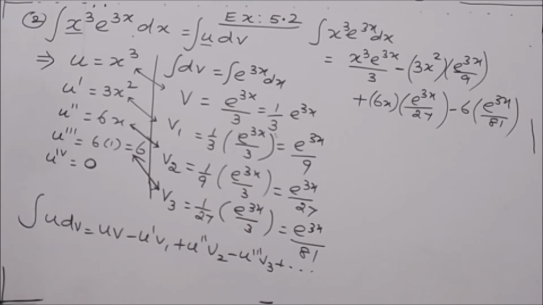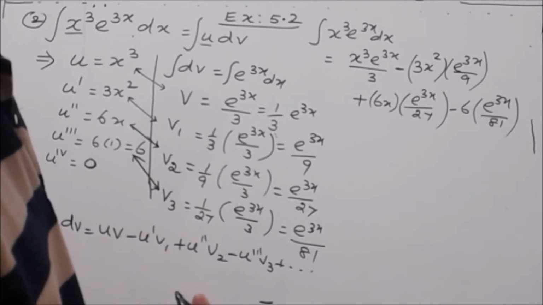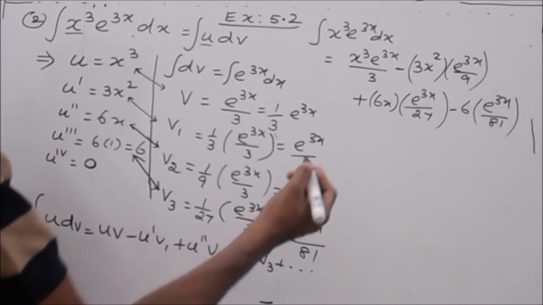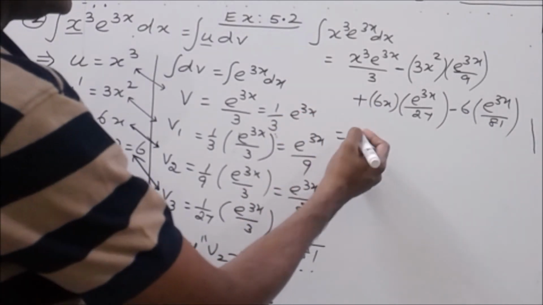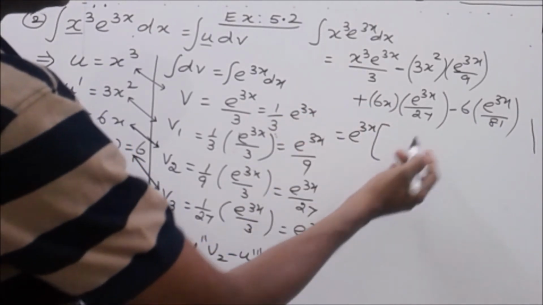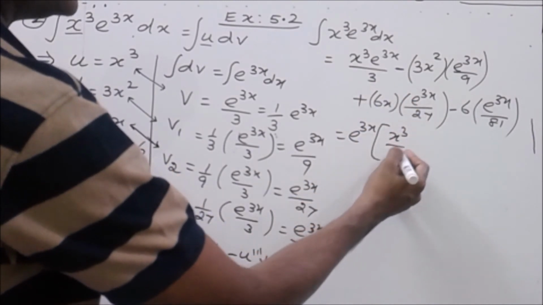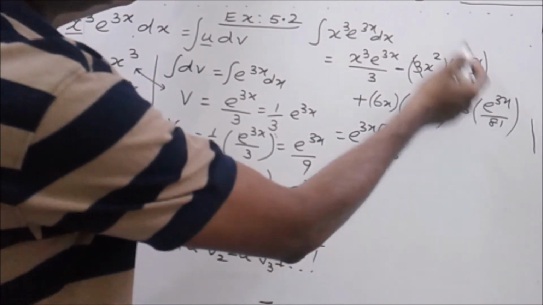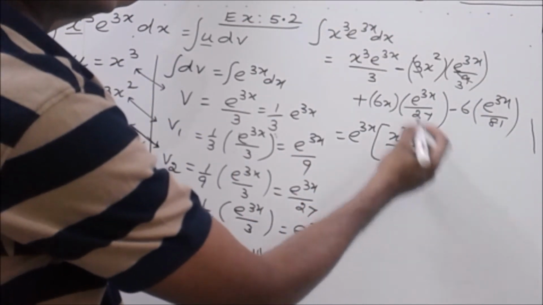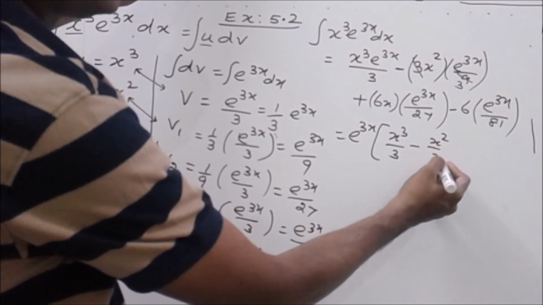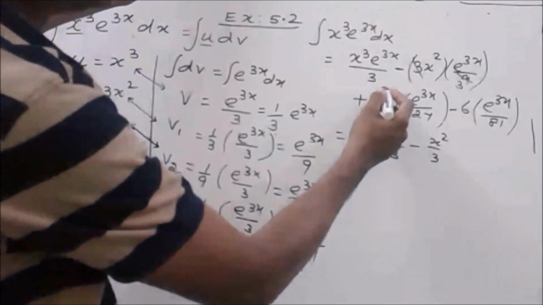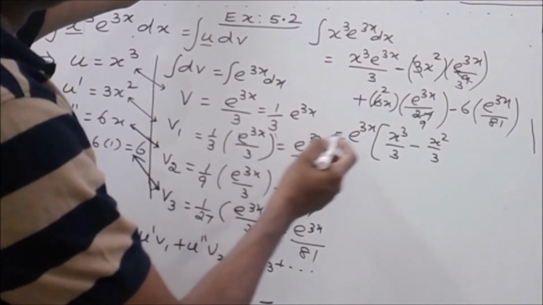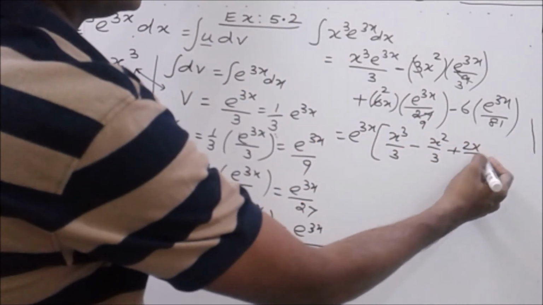So okay, you can take e power 3x as common from all the terms, and the terms which are simplifiable we can simplify. Taking out e power 3x as common from all the terms, this is x cube by 3 remaining in the first term, and here we can cancel 3 with 9 as 3. So e power 3x is taken out. So remaining is minus x square by 3. And then here we can cancel by 3, 2 times 3 and 9 times 3. So e power 3x taken out, plus 2x by 9 remains.